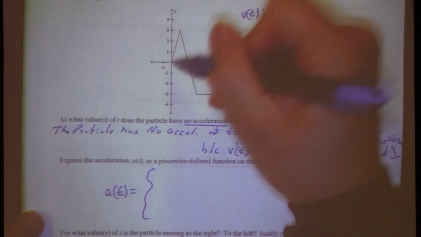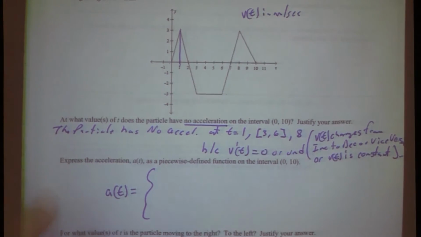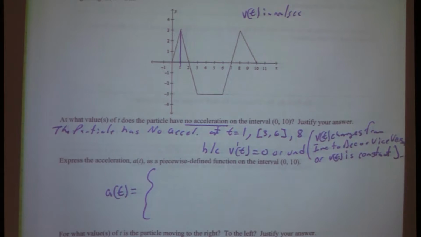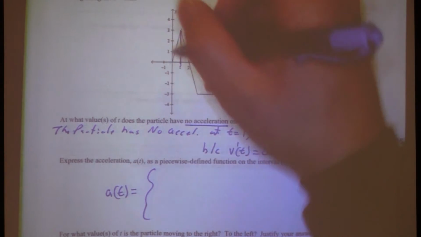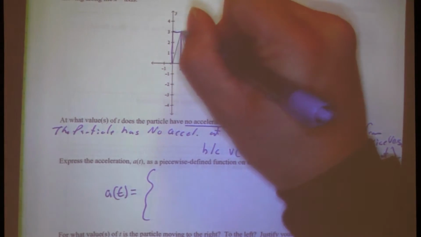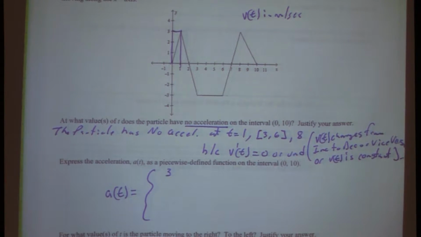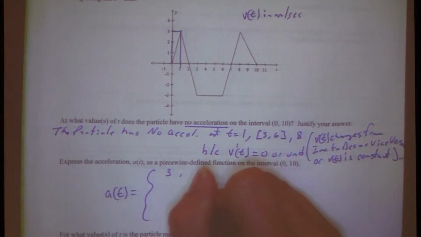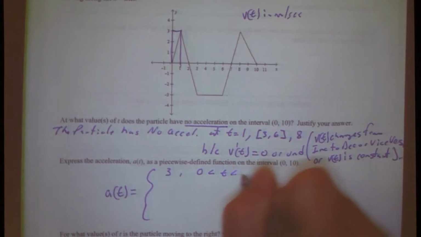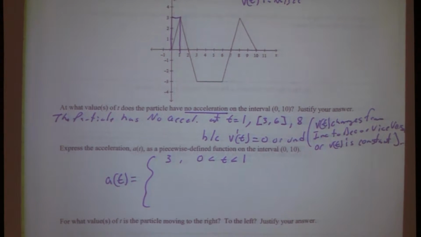Because the acceleration from 0 to 1 will always be the same. Doesn't matter where I draw a tangent line there, they'll always have the same slope, right? So what is the slope from 0 to 1? 3? So that's actually the equation of the acceleration in that particular interval. Okay, so it's gonna be 3 on the interval from 0 to what? To 1. We're not gonna include the input.